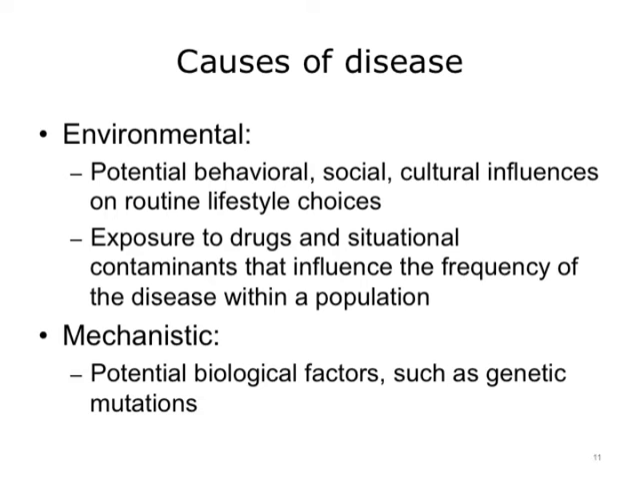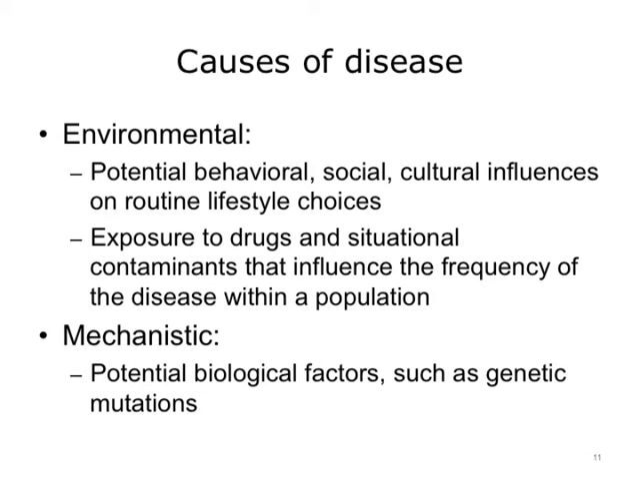There are two different categories of disease causation: environmental and mechanistic. What are environmental causes of disease? These include influences on an individual's lifestyle, which may be behavioral, social, cultural, or a combination of these influences. Environmental causes of disease may also include exposure to drugs or toxic agents that someone may come into contact with in living their daily life. These environmental causes influence the frequency of disease within a population.